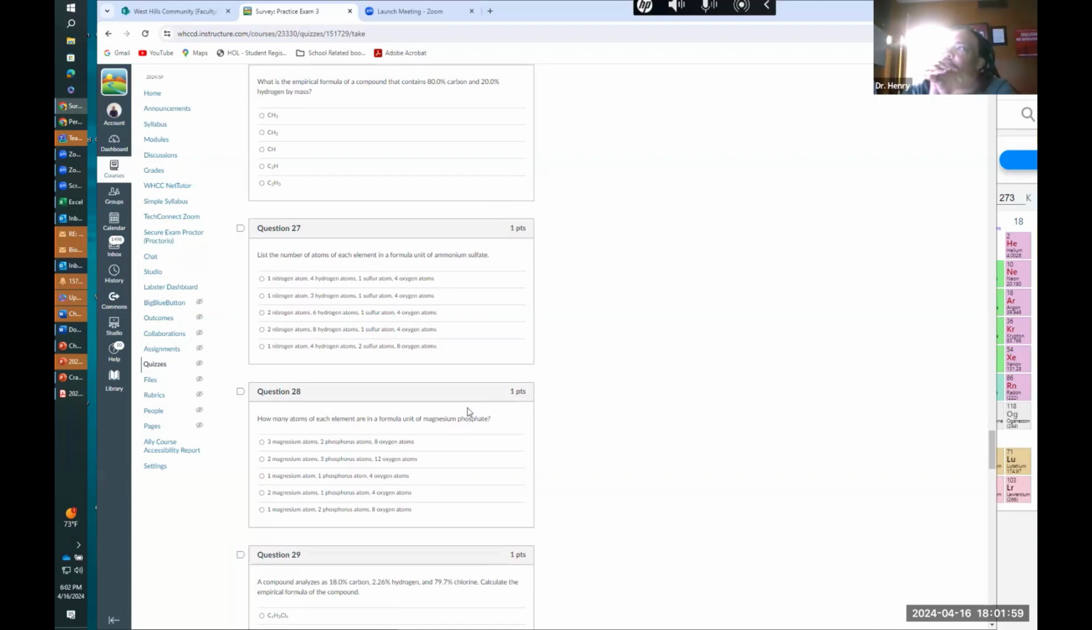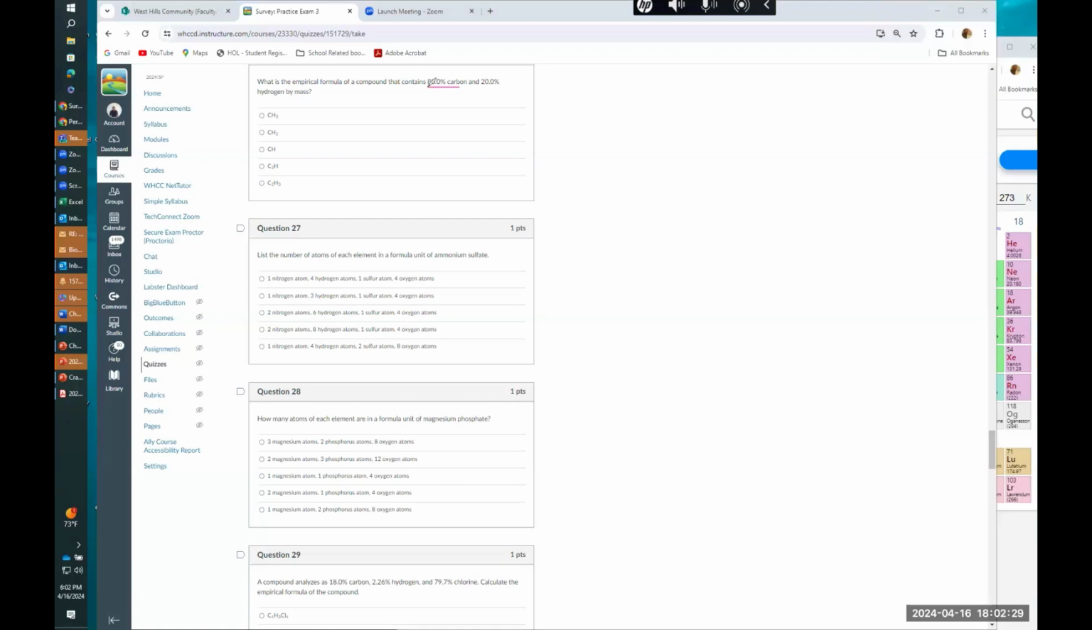So what is the empirical formula for a compound that contains 80% carbon, 20% hydrogen by mass? Okay, so we didn't go over this. I need to check to see why these are coming up, but I'll fix that afterwards. So the way that you would do this is you're going to make the assumption that we have 100% by mass, right?